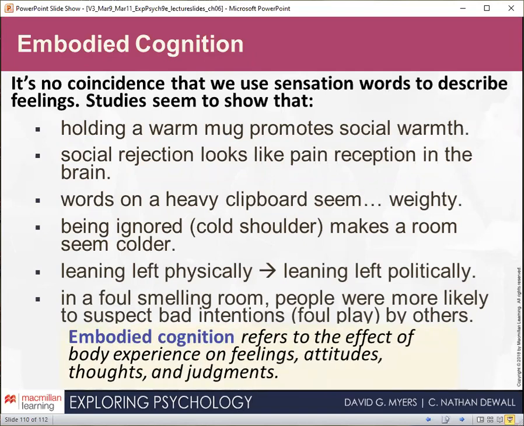So what we mean by embodied cognition, it refers to the effect of body experience on feelings, attitudes, thoughts, and judgments. Sometimes people will say things like this: I feel it in my gut. All right. You feel that you need to do something in your gut. Like that's where you're thinking about it, in your gut.